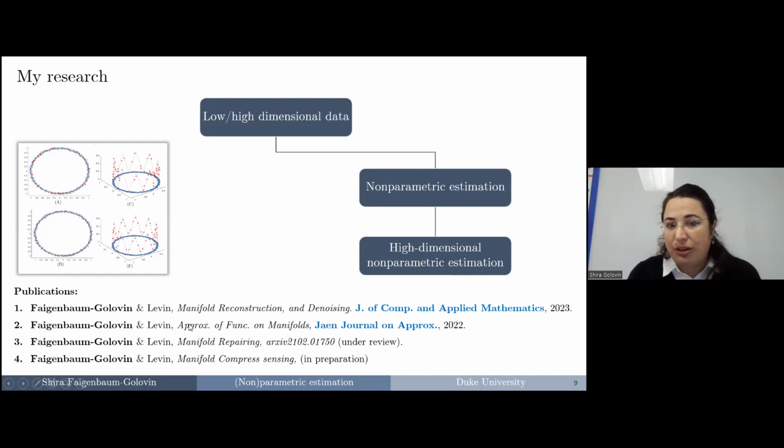It continued with the work of approximating functions on manifolds, which is a very basic question in low dimension approximation theory, but in high dimension it is still open, and we proposed a method for how to do that based on the framework that we introduced in the first item. Then we dealt with manifold repairing, meaning that if we have some missing data on the geometry, we try to repair the missing information. And last but not least is compressing the manifold and decompressing it again.